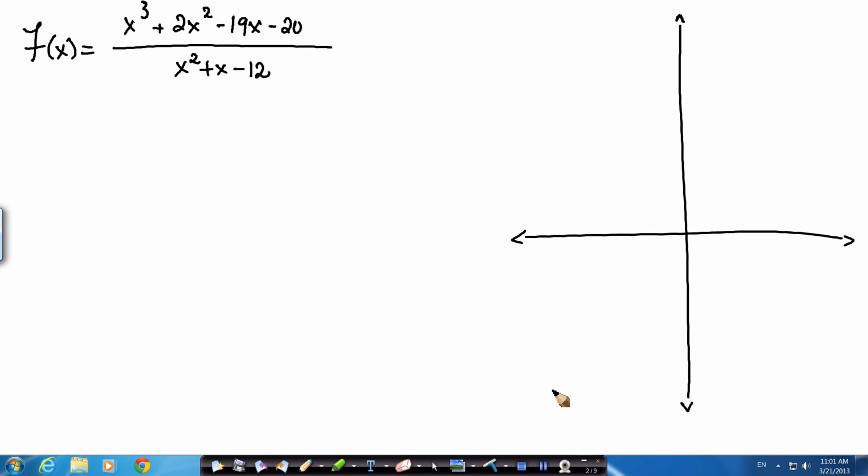As is indicated in the title of this file, now I'm going to look at type 3. So, step 1, end behavior.